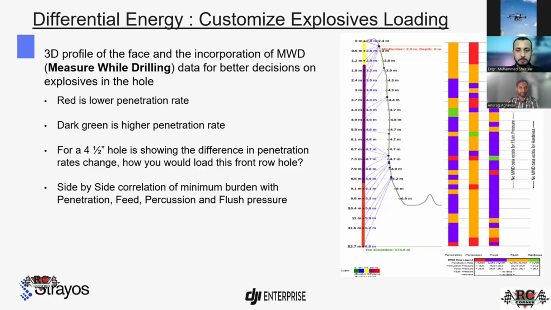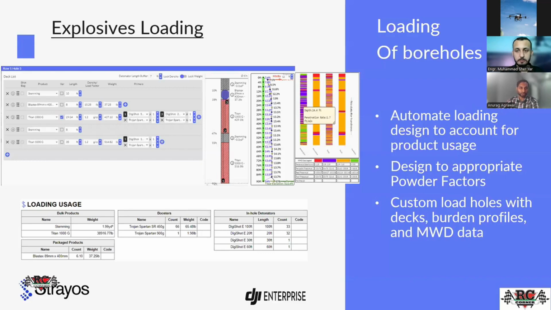So now you can see here the explosive loading. For loading of boreholes, you can modify and check your burden as well as MWD. This is the burden, this is the MWD simultaneously. Let me use the laser pointer. Yeah, so it shows the burden and it shows the MWD. Different colors show different penetration rates, and accordingly, while seeing both data, you can modify your loading design. And there are different ways we can plan your loading design.